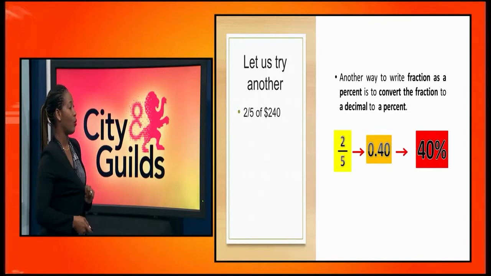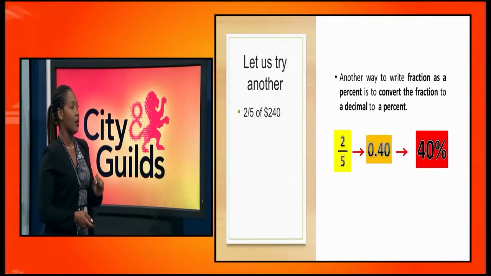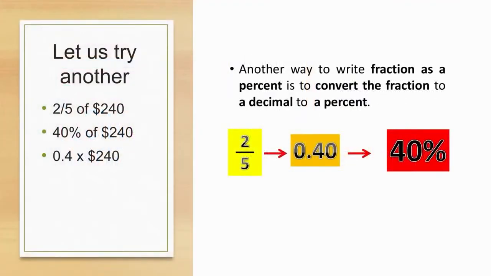All right, and now we are asked to find 2/5 of $240. So we know we want to find 40% of $240. How do we do that? 40% can be rewritten as 0.4 or 4/10, or you can say it is 40 hundredths right there. Multiply it by 240, we get 96. Therefore, 2/5 of 240 is $96.